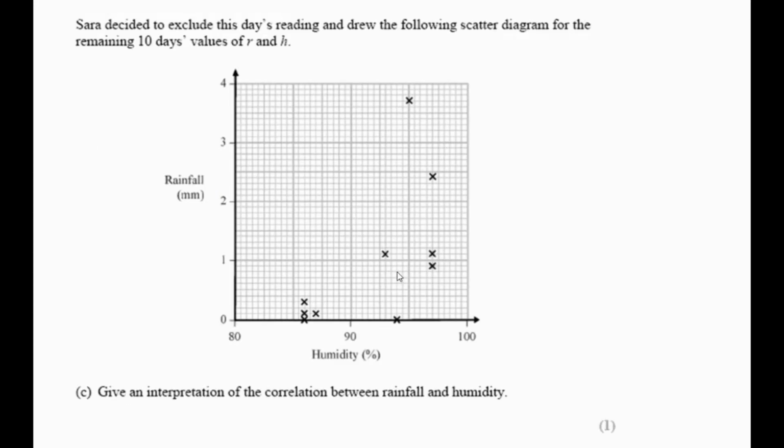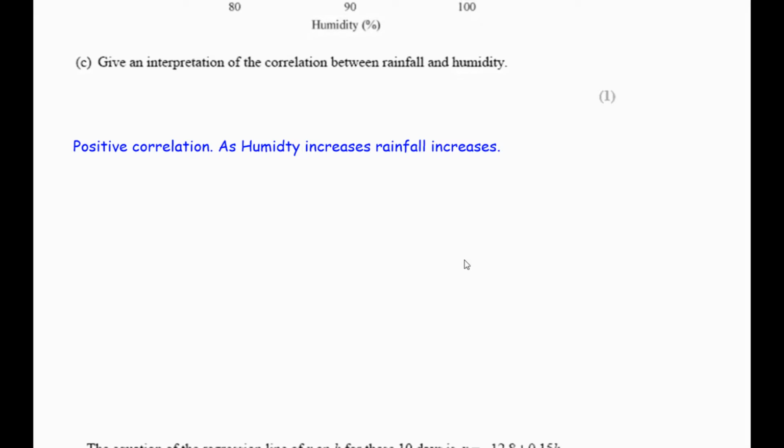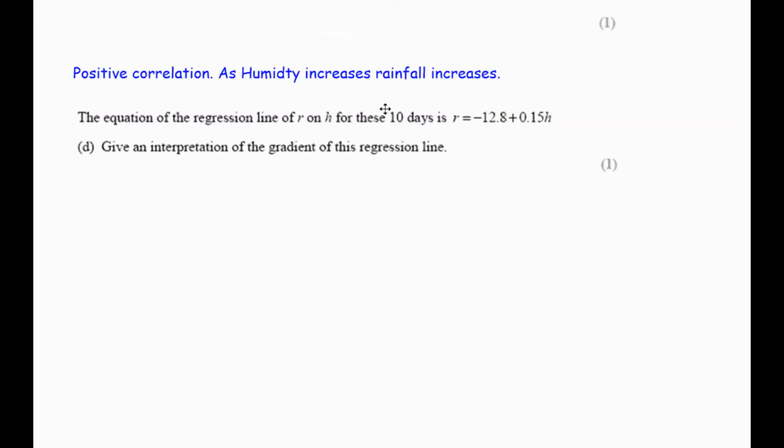Okay, so Sarah decided to exclude this day's readings and drew the following scatter diagram for the remaining 10 days. Give an interpretation of the correlation between rainfall and humidity. Okay, so here, yes, it looks like there may be positive correlation, but it's not enough just to say positive. That would be stating the correlation. For an interpretation, I need to link humidity and rainfall. All right, so here's my interpretation. As humidity increases, rainfall increases. Now that is interpreting the positive correlation.